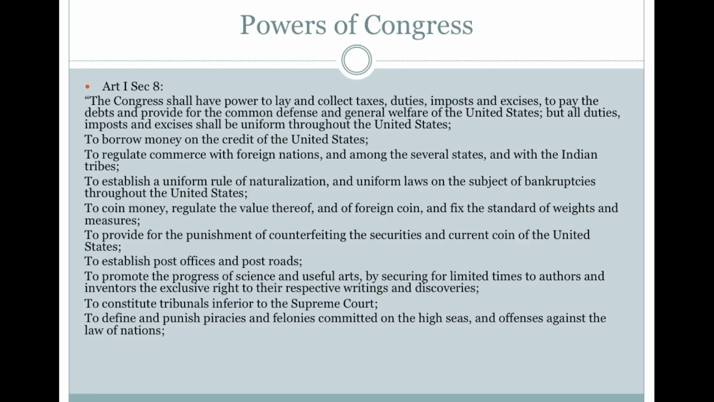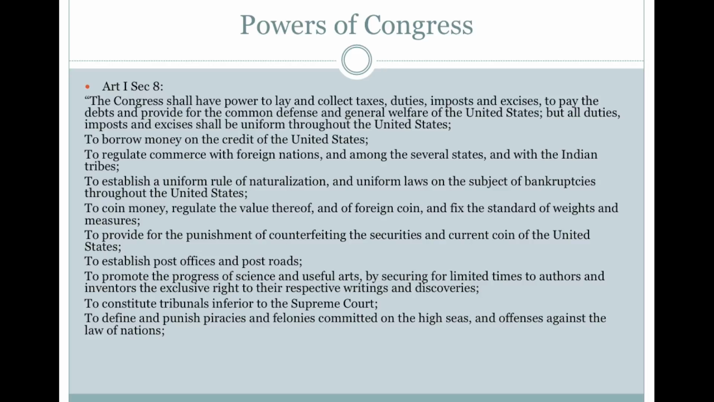So, the Congress shall have power to lay and collect taxes, duties, imposts, and excises, to pay the debts and provide for the common defense and general welfare of the United States. But all duties, imposts, and excises shall be uniform throughout the United States. So basically, that's saying Congress has the power to levy taxes.